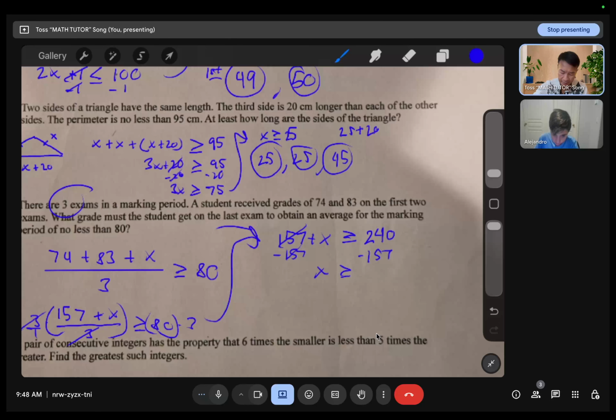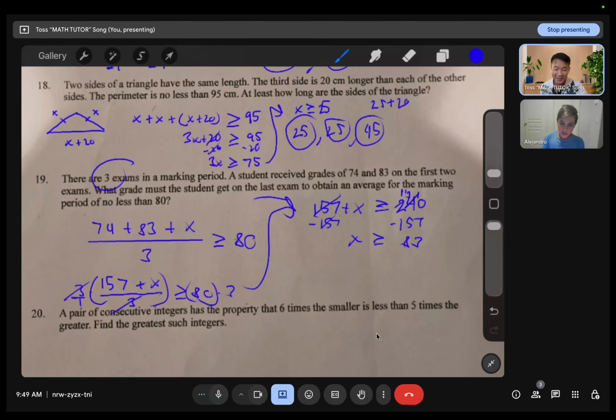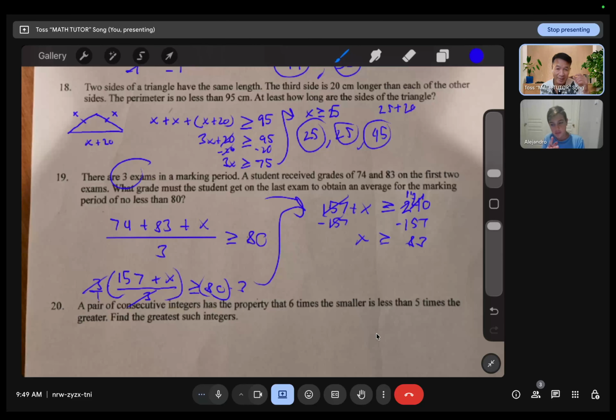x greater than or equal to, what is that? 83. Yeah, because you borrowed 1 from here, right? So 0 with 3. And you borrowed 1 here. You're left with 13. Yeah, it's 83. So x greater than or equal to 83. All right. This is the answer. You need to get at least or exactly 83 or above to get at least an 80 overall average.